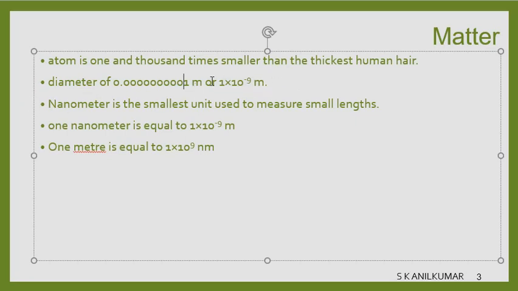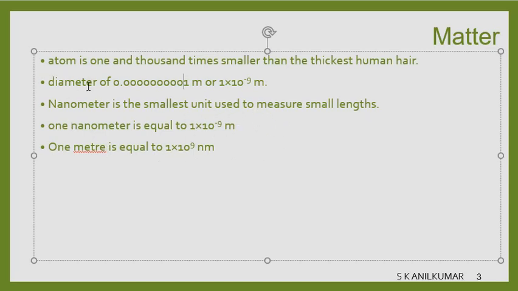So we cannot keep writing 10 power minus 9 meter. We need another unit of measure, the nanometer. Nanometer is the smallest unit used to measure small lengths. So 1 nanometer is 10 power minus 9 meter. So 1 meter is 10 power 9 nanometer. If you write 10 into 10 into 10, 9 times, that many nanometers is 1 meter.